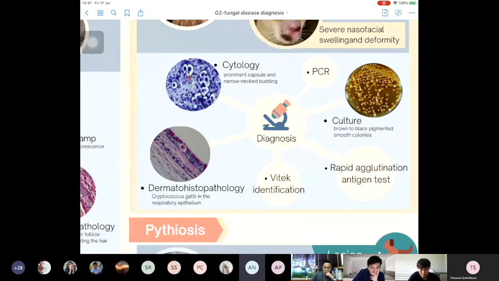2. Culture. Cryptococcus is positive if brown to black pigmented smooth colonies appear on the caffeic acid media plate. 3. Dermatohistopathology.